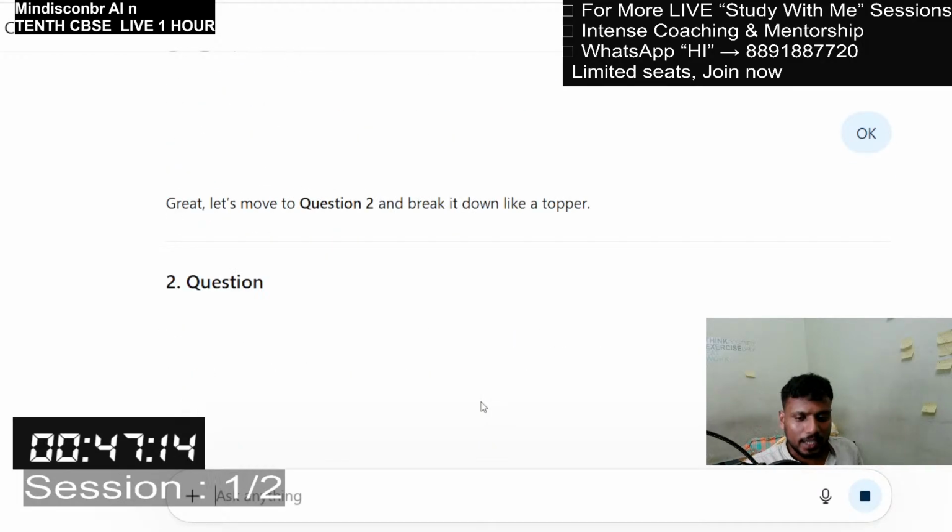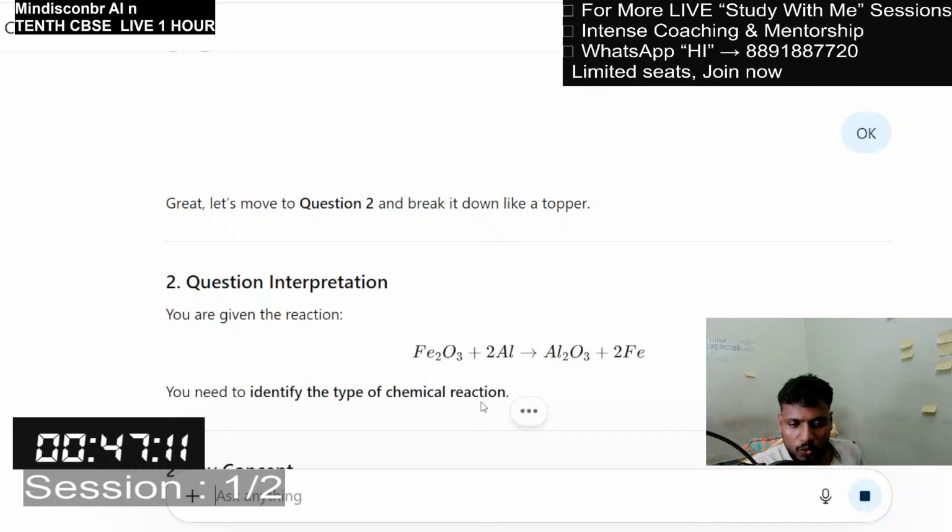What is the second question? Fe2O3 plus 2Al gives Al2O3 plus 2Fe. The above reaction is an example of: the options are combination reaction, double displacement reaction, decomposition reaction and displacement reaction.